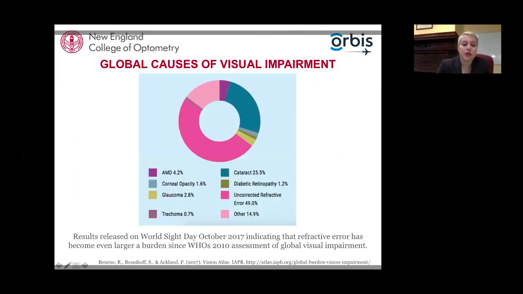The results released on World Sight Day this October by the International Agency for the Prevention of Blindness, or IAPB, pointed out that 49% of global visual impairment was refractive error. So 49% of people who are visually impaired are only visually impaired because they don't have access to a pair of glasses. And a lot of these people are not aware of how to access glasses or that their visual impairment can be solved with a pair of glasses.